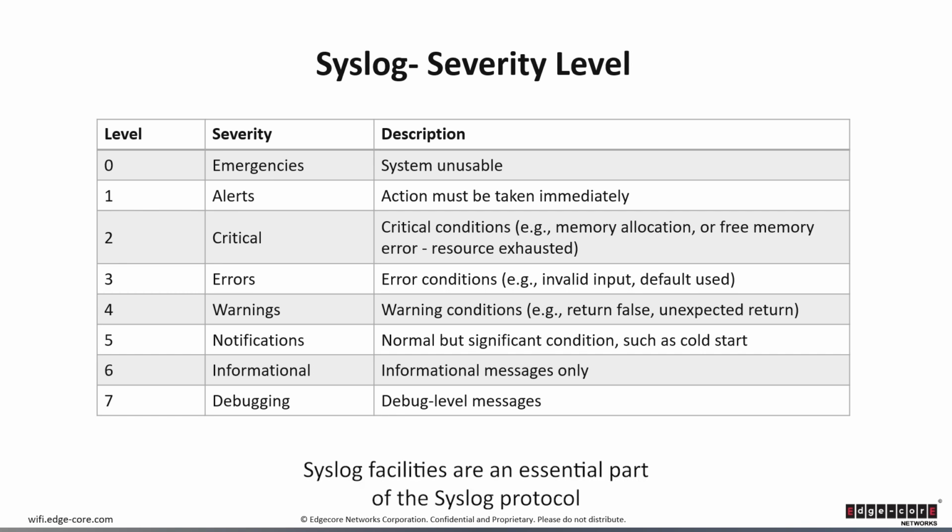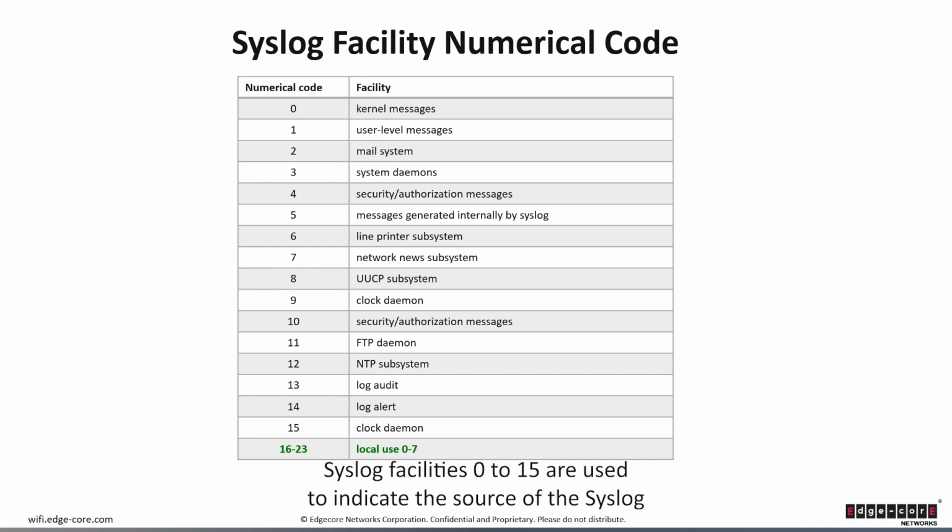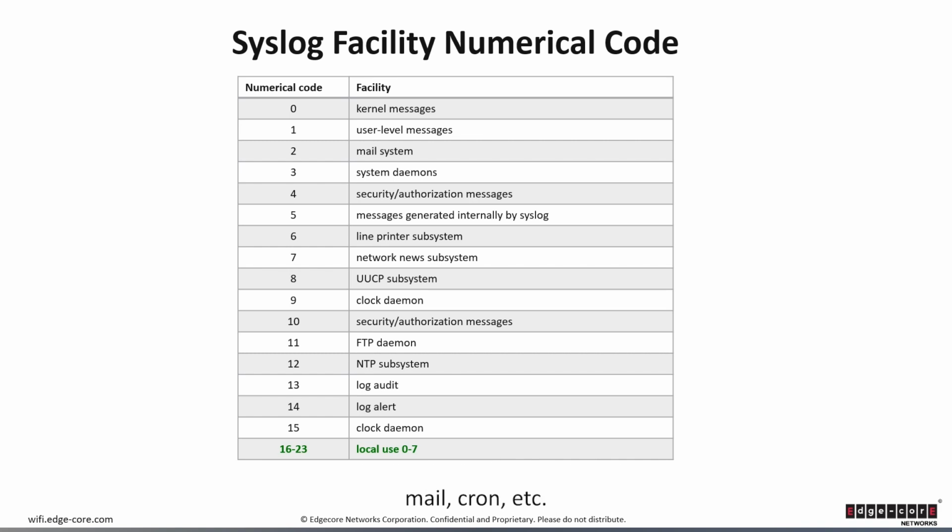Syslog facilities are an essential part of the Syslog protocol, providing a structured way to categorize log messages based on their sources or origins. Syslog facilities 0 to 15 are used to indicate the source of the Syslog messages from different system processes or daemons, such as kernel, mail, cron, etc.